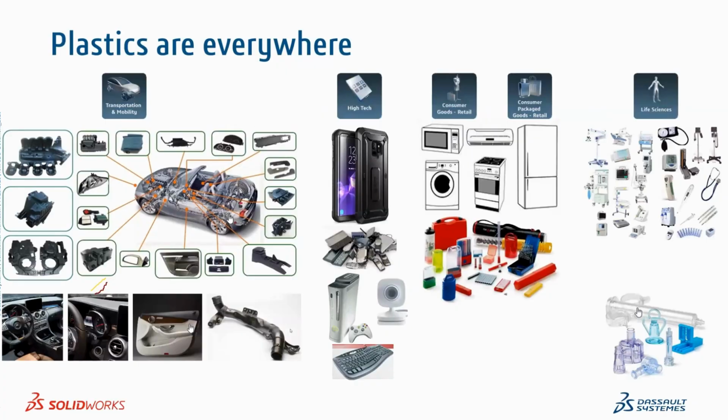So as you see, plastics are everywhere. If we look at our surrounding, most of the things are made from plastic. Let's talk about transportation and mobility. Suppose we come to our office through a car. So in a car also, we have a lot of plastic components. Then if we look at our mobile phone, refrigerator, washing machine, most of the parts are plastic components only.